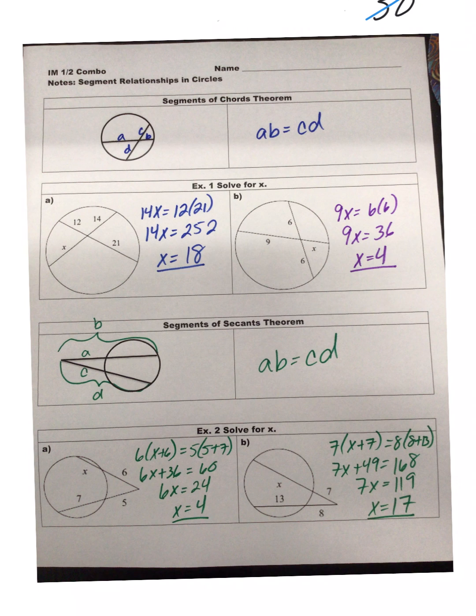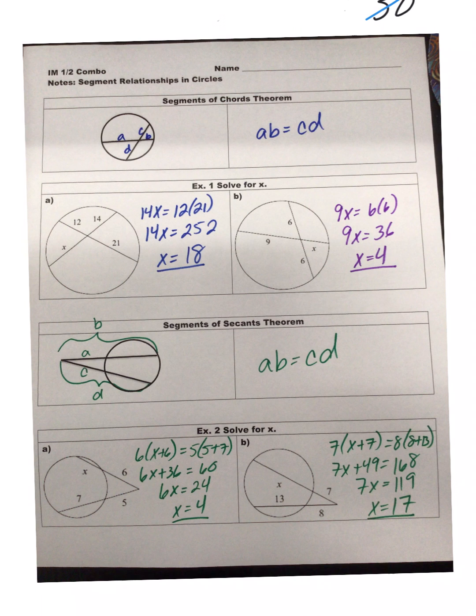So this is a mix of chords and tangents and secants, so it's dealing with all of them. The first one is the secants of chords theorem, which says if we have two chords that intersect at a circle, the two pieces that are formed by each chord, they're proportional to each other. So A times B equals C times D.